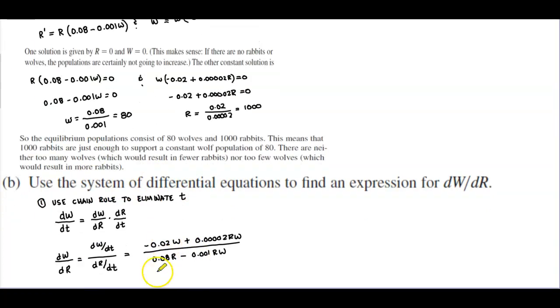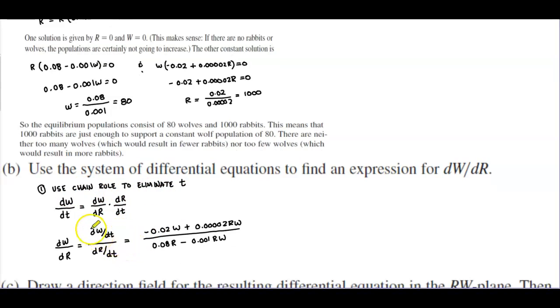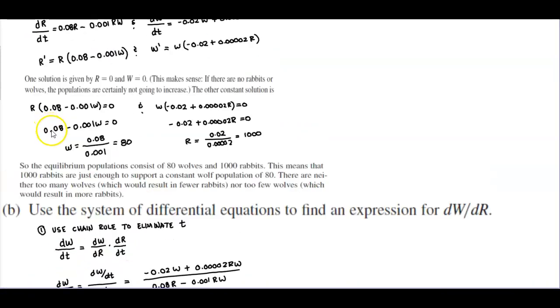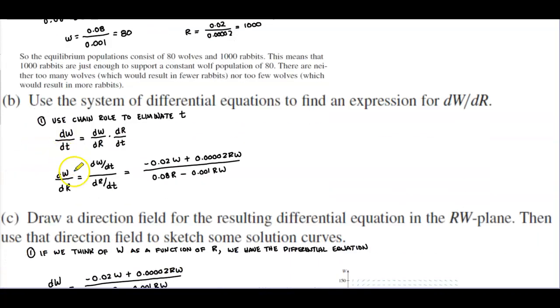Now in part B, it says, use the system of differential equations to find an expression for dw divided by dr. Well, dw divided by dt is going to equal dw divided by dr times dr divided by dt. So we want to be able to use the chain rule to eliminate t. So in this scenario, if we want to find dw divided by dr, it would equal dw divided by dt, which is that equation, divided by dr divided by dt, which is this equation. So now we have our dw divided by dr.